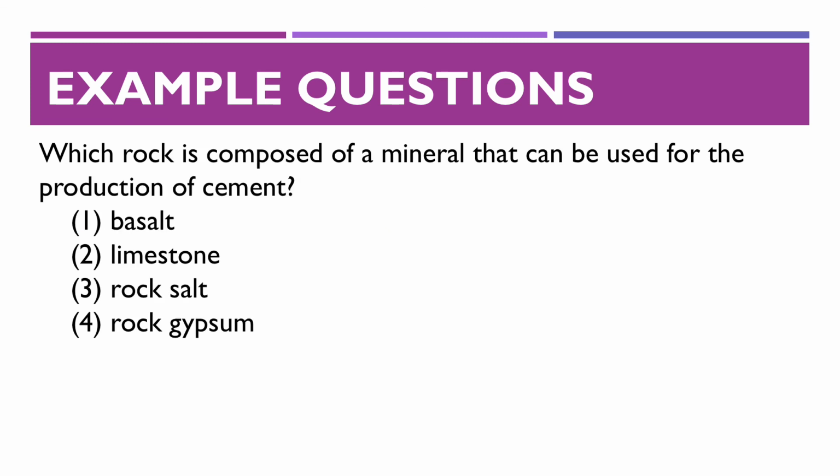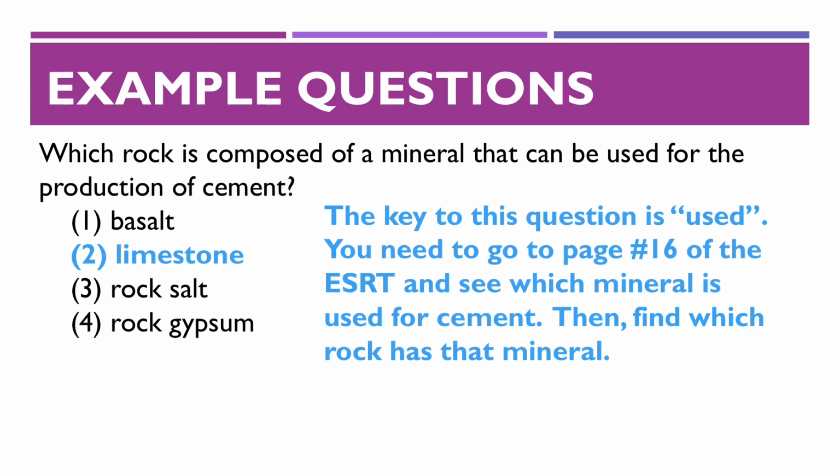Finally, this question also requires a little bit of work, but once again, very easy to get the answer. Which rock is composed of a mineral that can be used for the production of cement? So the first thing you need to do is figure out what mineral can be used for cement, and then you have to find which rock has that mineral. It's a 2-step process.